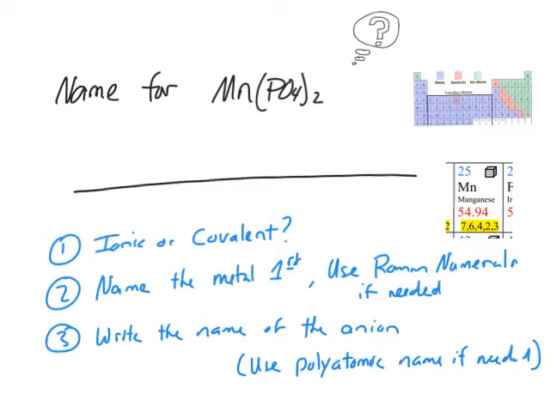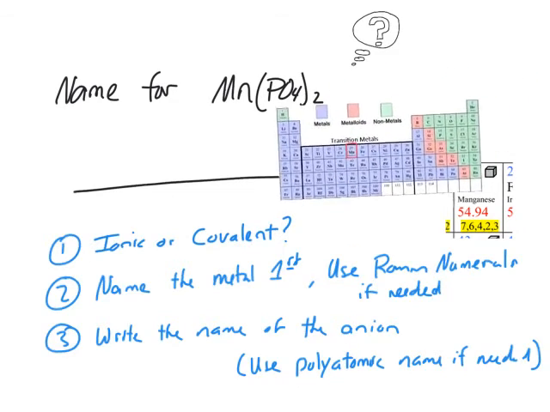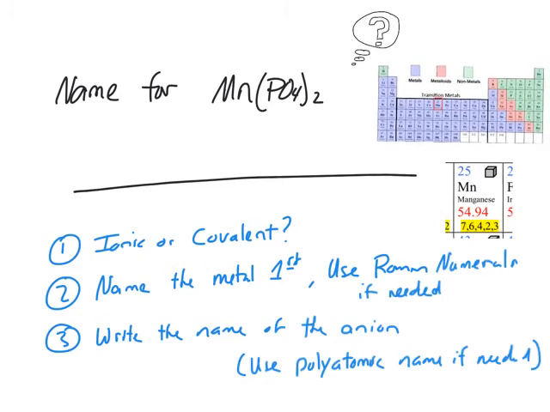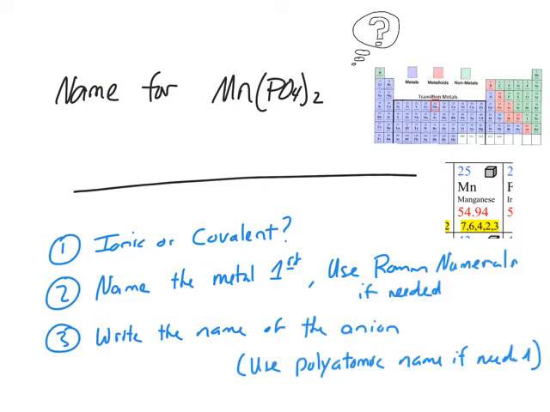Say we have a compound, Mn(PO4)2, and we need to name this. We're going to use the criteria at the bottom to help us walk through some of the steps. The first thing to do is to identify if this is ionic or covalent. The way we're going to do that is looking at the first element, in this case manganese, we're going to decide if it's a metal or a nonmetal. Since this is on the metal side of the periodic table, I know I'm dealing with a metal. And once it's a metal, that means that the compound, if it's a metal first, is going to be ionic.